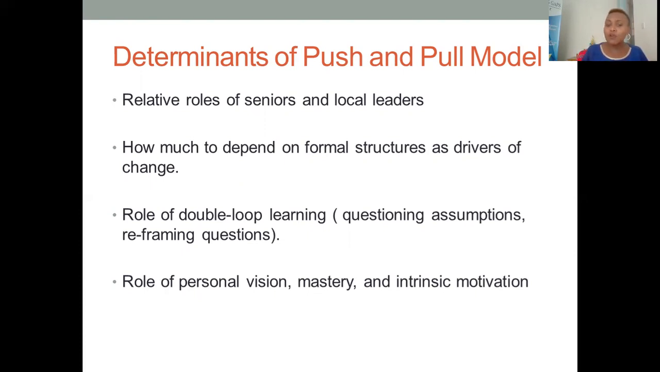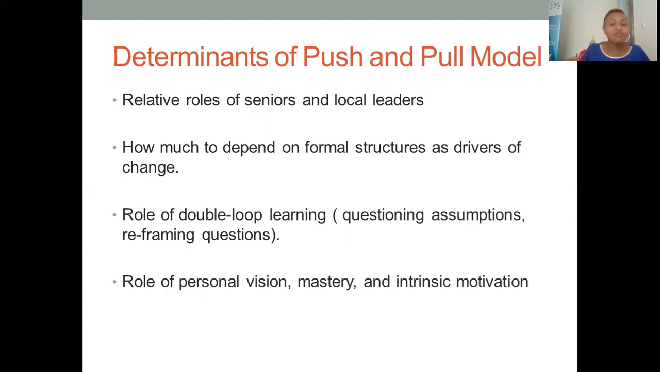Now, the role of double loop learning. How does learning take place in your organization? Do they allow for assumptions to be questioned, questions to be reframed? Does learning come from both sides? Management learn from the people on the ground, and the people on the ground learn from the management. There's that double loop learning. If that is there, then there's a chance that this organization is likely to embrace the pull model.